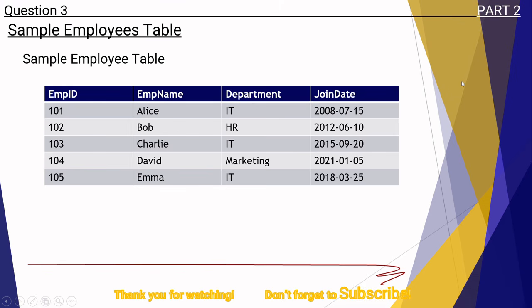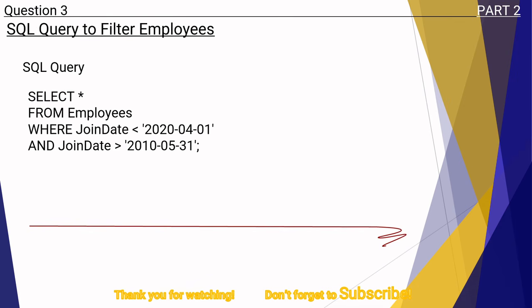Here is our sample employees table. It contains employee details along with their joining date. We need to filter employees who joined between June 2010 and March 2020. This is the SQL query we will use. It selects all employee details where join date is before April 1, 2020 and after May 31, 2010.